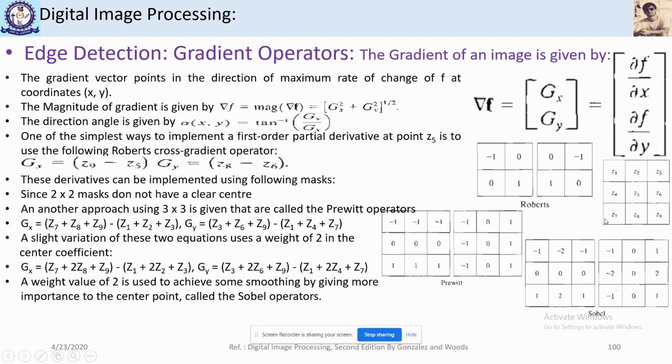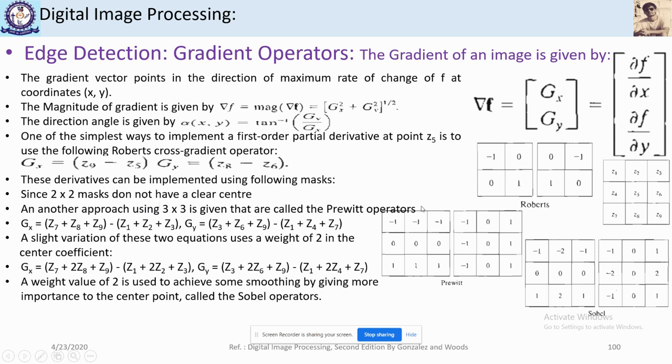This is the x direction. The sum of the pixels of the third row minus the sum of the pixel values of the first row gives us Gx. And Gy is given by the sum of the pixels of the third column, Z3, Z6, Z9, minus the sum of the pixels of the first column, that is Z1, Z4, Z7. This is how the 3 cross 3 masks are given for the gradient computation.